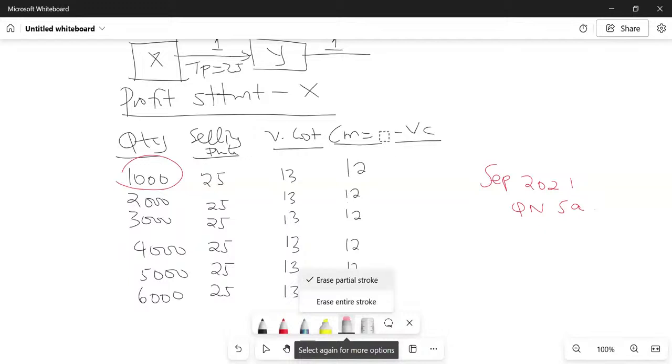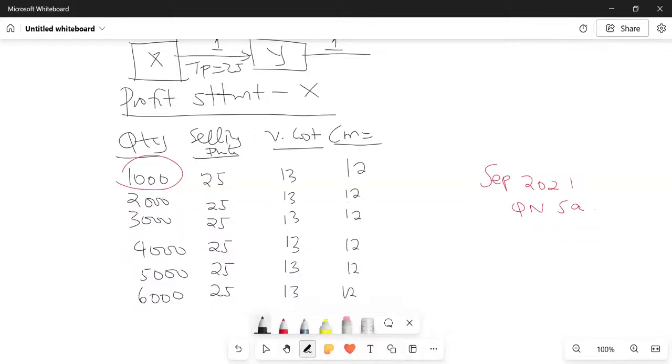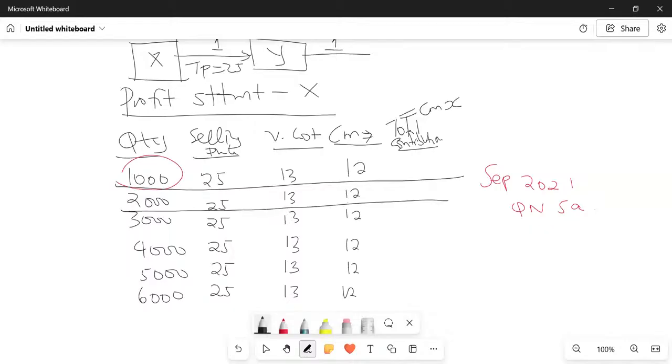We multiply. Don't worry. We shall overcome, isn't it? So to get total contribution, we are taking contribution per unit times number of units. And are you able to give me then that total contribution? Remember, already you have your X there.